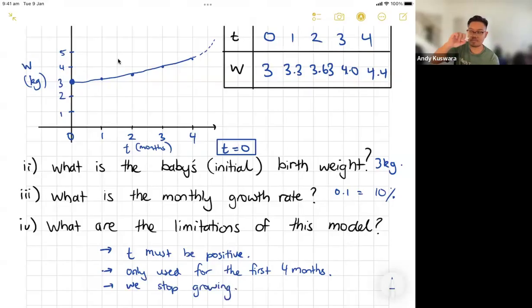Whereas this model is going to predict that we're going to keep on growing. Okay. So things like if we're talking about height, at some point you reach a maximum height and then you don't grow anymore. Same thing with weight in general. You'll hit a certain weight and the general population will not continue to increase. So these are things that you need to think about when you're talking about these types of models.